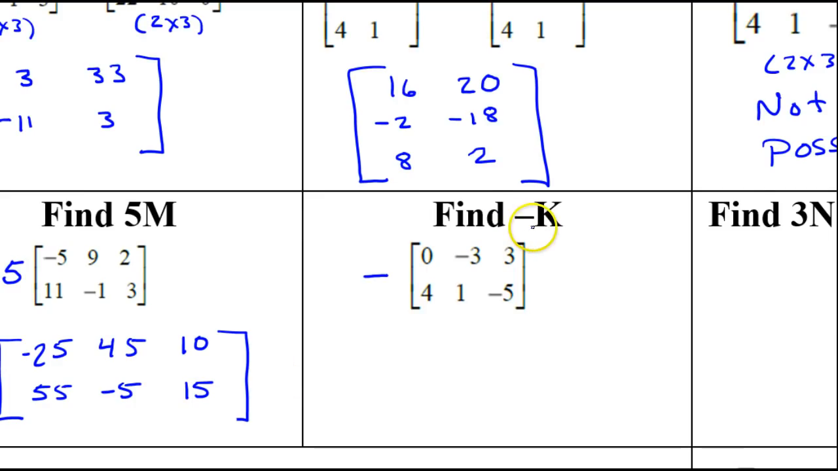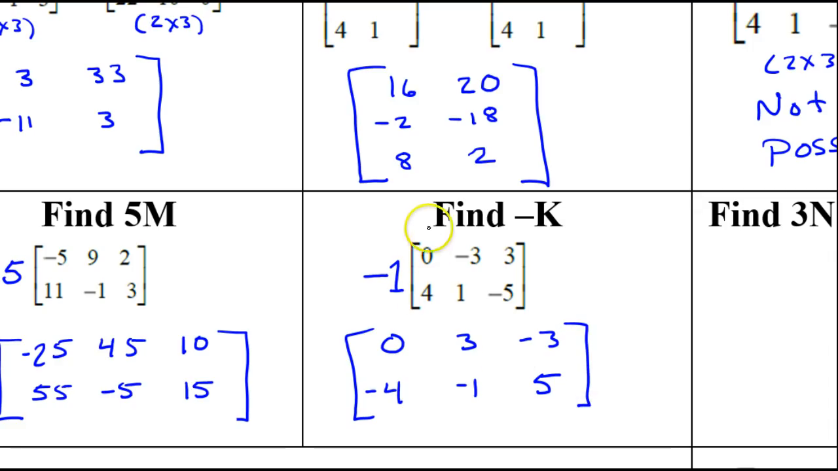Well, now we need to find negative K, or sometimes read the opposite of K. Well, negative K, or the opposite of K, is the same thing as negative 1 times K, just like another scalar multiplication. So I'm just going to multiply each element by negative 1. So that's going to give me 0, 3, negative 4, negative 1, and positive 5. Or you could think of it as writing the opposite of each element of matrix K.